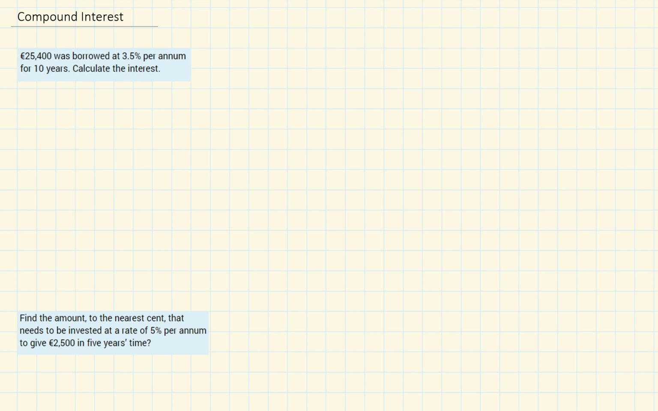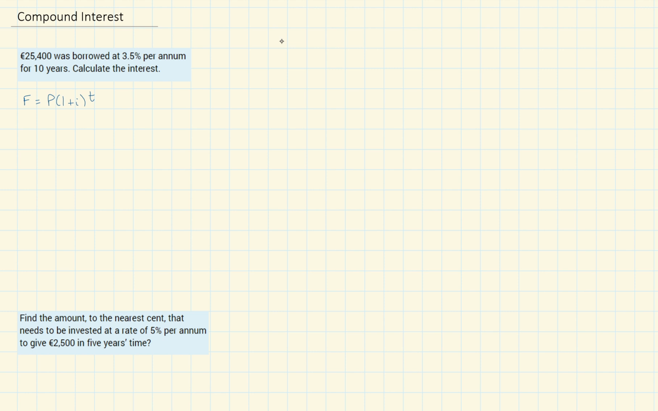Okay, so in this video we're going to have a look at the topic of compound interest under financial maths. For this type of question we have a formula in our log tables, towards the end: F is equal to P times (1 plus i) to the power of t.